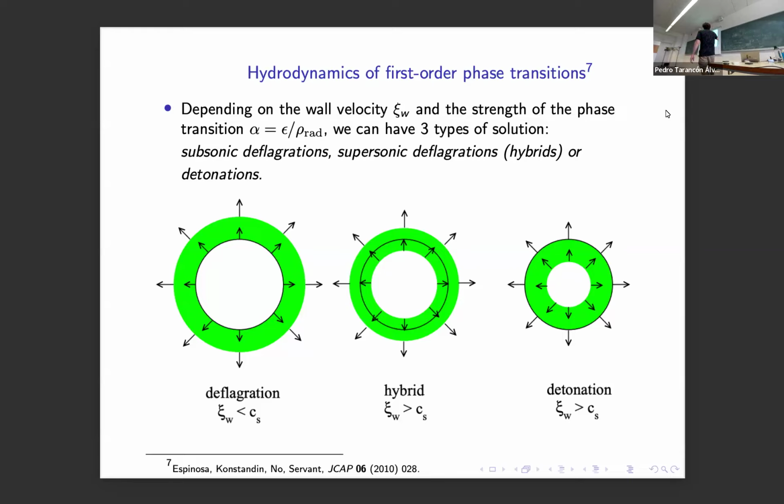But in general, we can have these three types of solution, and this will depend basically on the wall velocity, as well as on the strength of the phase transition, parameterized by this parameter alpha, which is the ratio of the vacuum energy to the radiation energy of the universe. And depending on this, it modifies the Chapman-Jouguet speed, which is right here.